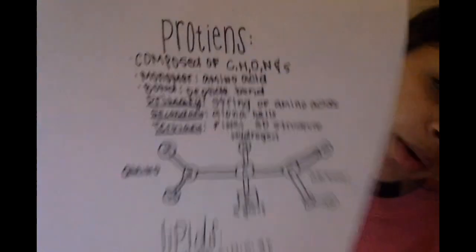Proteins are made of C, H, O, and S. Their monomer is amino acid, which is like the links. And then I drew a picture of that. That's a protein. And the nucleic acids are composed of C, H, O, N, and P. Their monomer is a nucleotide, and they have a phosphate, a pentose sugar, and a nitrogenous base. Their bond is a phosphodiester linkage. That's what it looks like.